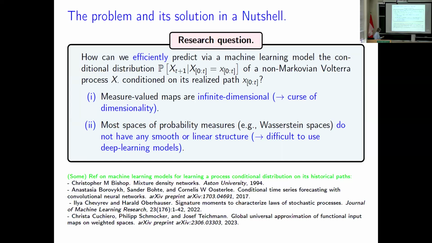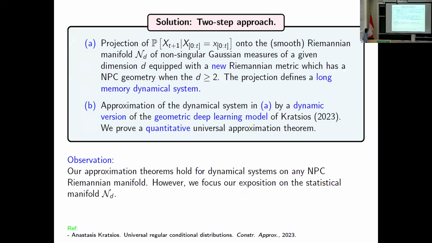Obviously we are not the first to try to solve this problem, and here you can find some references on machine learning models that try to learn the conditional distribution given a historical path. Okay, so how we try to answer this question is via these two points.